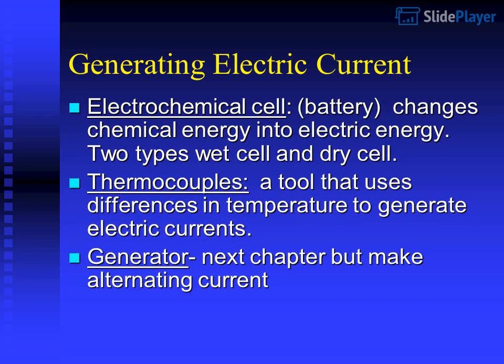Generating electric current. Electrochemical cell, or battery, changes chemical energy into electric energy. Two types: wet cell and dry cell. Thermocouples use differences in temperature to generate electric currents. Generators, covered in the next chapter, make alternating current.